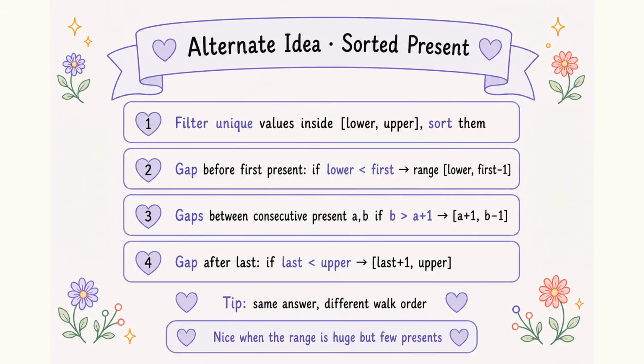Alternate idea. Collect unique present values inside the range and sort them. If lower is less than the first present, add lower to first minus 1. Between consecutive present values A and B, if B is greater than A plus 1, add A plus 1 to B minus 1. If the last present is less than upper, add last plus 1 to upper. Same answer, different walk order. Useful when the range is huge, but few values are present.